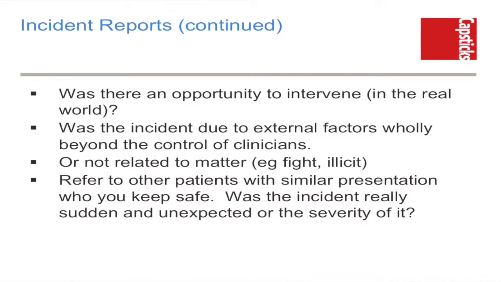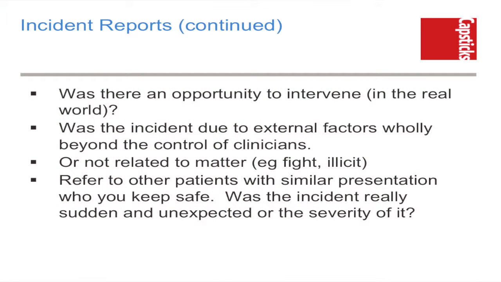Right, was there an opportunity to intervene in the real world? It's very easy to say, well, someone should have done something, but who's this someone, where were they, and was there a realistic opportunity to do anything? Like the example I gave a little bit earlier, that an incident occurred which was independent of whatever the observations might have been on a ward, for example. Was the incident due to external factors wholly beyond the control of clinicians?